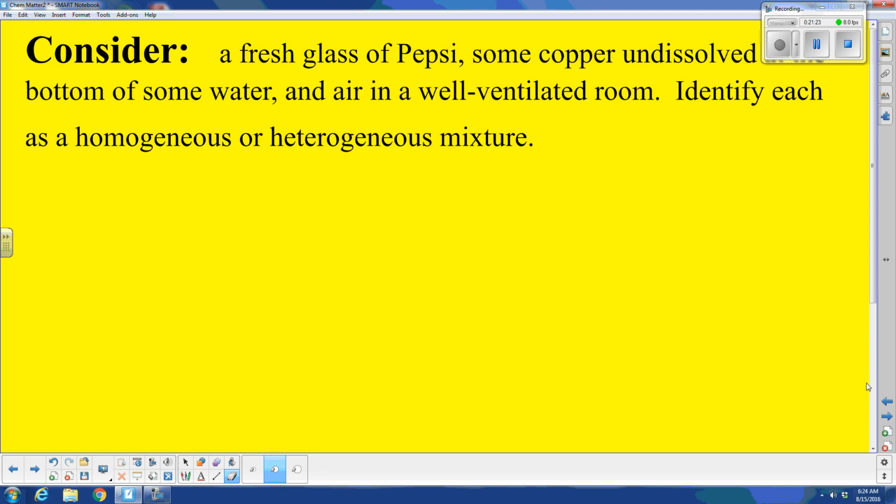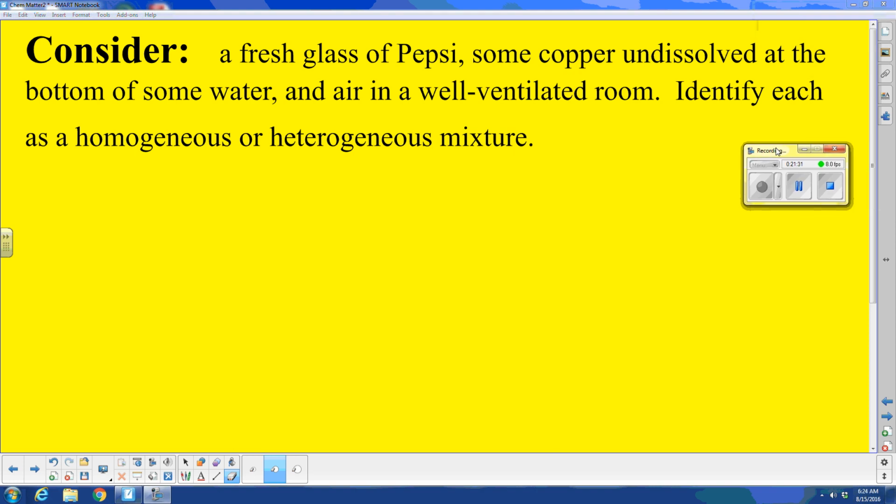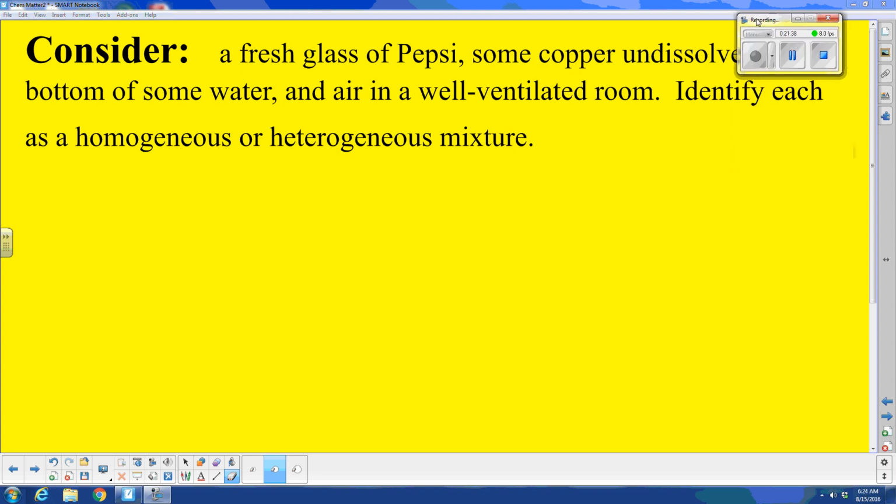All right, here we go. I have a fresh glass of Pepsi, some undissolved copper at the bottom of some water, and air well ventilated in the room. Okay, got it. Super. Here we go. Homogeneous or heterogeneous mixture?